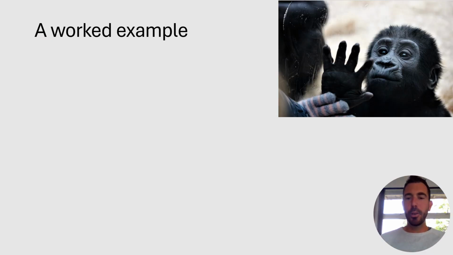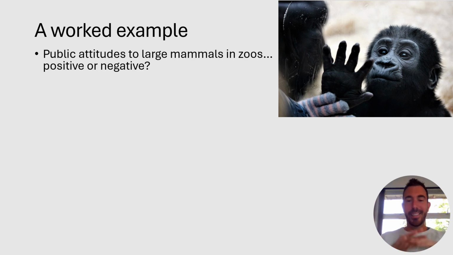So let's bring all of this together with a worked example to show you what all these steps look like in practice, and how we actually do a horizon scan. So here is my case that I'm going to investigate: public attitudes to large mammals in zoos. Are they positive or negative?